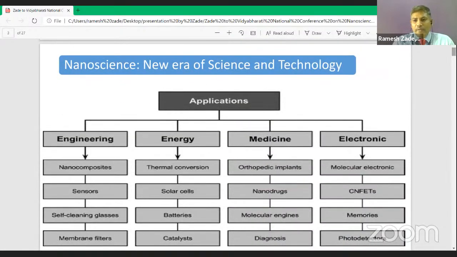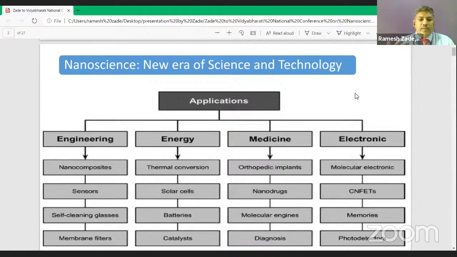I should be thankful because I am a chemist, and I owe my rewards to physicist Richard Feynman. Now, why should we study nanoscience and technology? Because we are very much concerned with the applications of nanoscience and technology. Just look at this particular table, which will tell you how widely nanoscience and technology has spread, and it reaches and touches every field: engineering, energy, medicine, electronics.